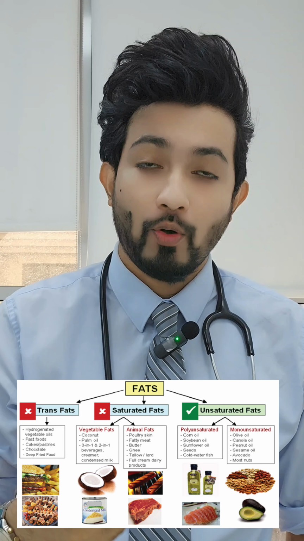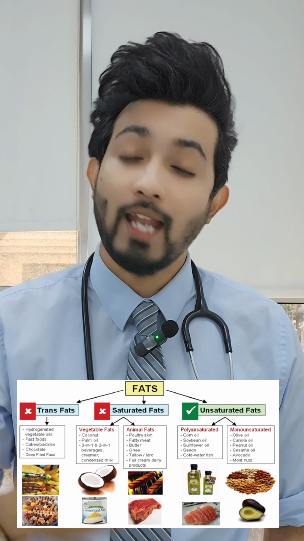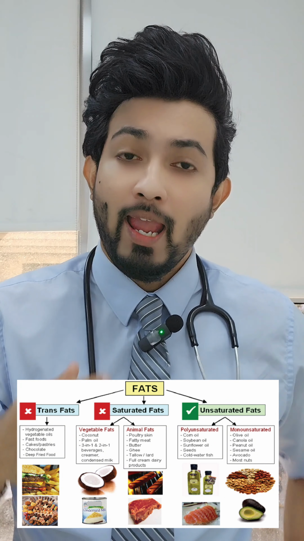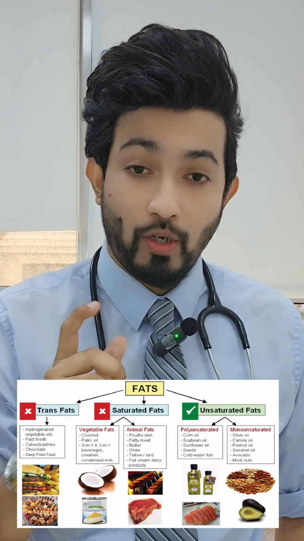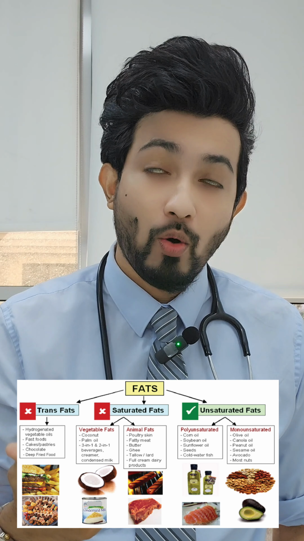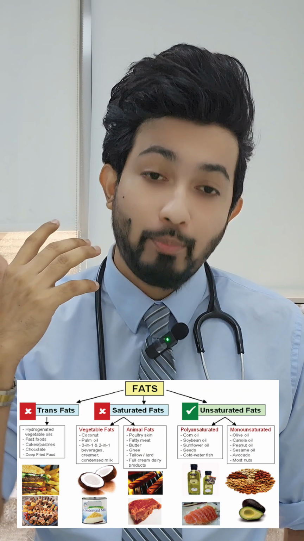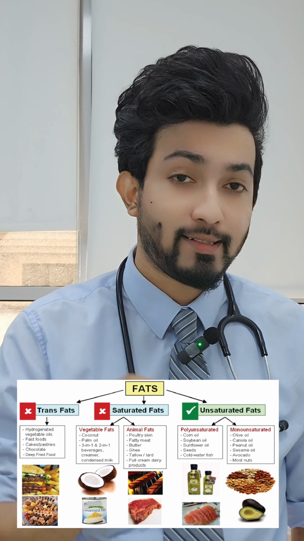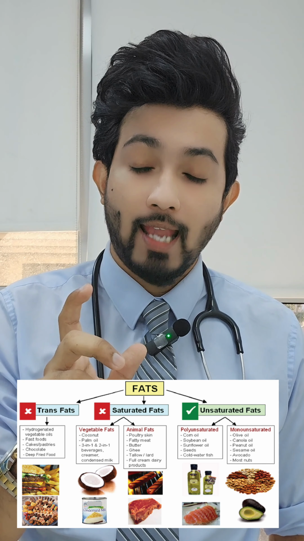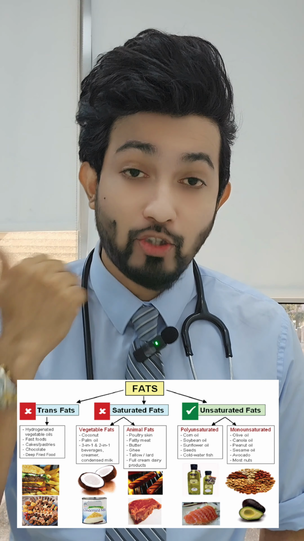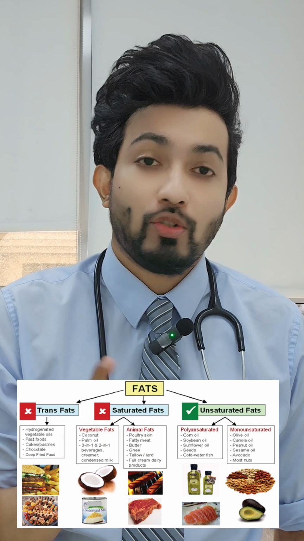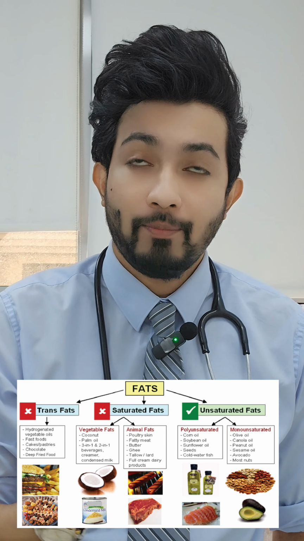Then we'll go for the monounsaturated and polyunsaturated fats. These two are very important and good for the body. Examples of monounsaturated fats: olive oil, canola oil, avocado, peanut oil, and most of the nuts. These are good for the heart. They can increase the HDL. And polyunsaturated fat, we classify into omega-6 and omega-3.